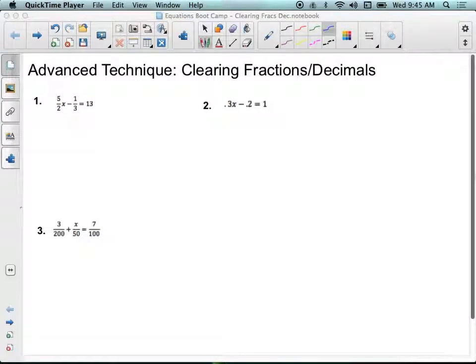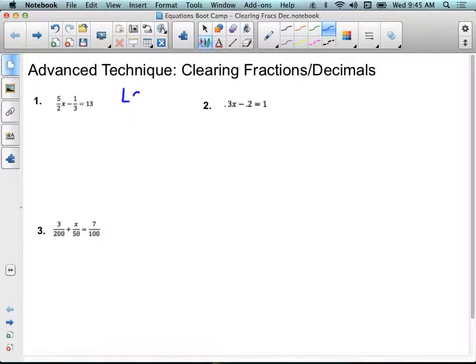So let's take a look at the first one. 5 halves x minus 1/3 equals 13. The first step for clearing fractions is to look at your fractions and find the lowest common denominator of your fractions. Here we have 2 and 3 in the denominator, which gives us the least common denominator of 6. Then you'll multiply through the entire equation by 6. That means you'll multiply every term by 6.